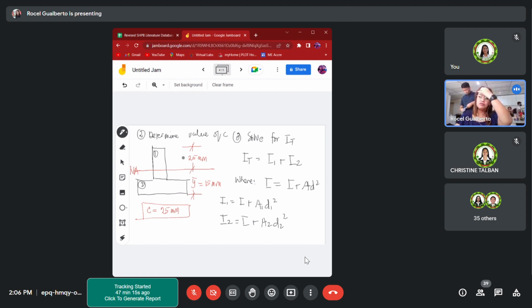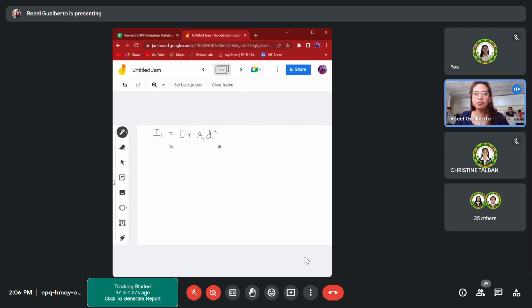So, this is in the form of a rectangle. At kung rectangle po yan, may derived equation po tayo for I values kapag rectangle. That is what? B H cubed over 12. So, yun po yung ilalagay mo doon sa unang I na yun. So, you use B1, H1, plus your area 1, which is B1 times H1, and then you have there D1 squared.